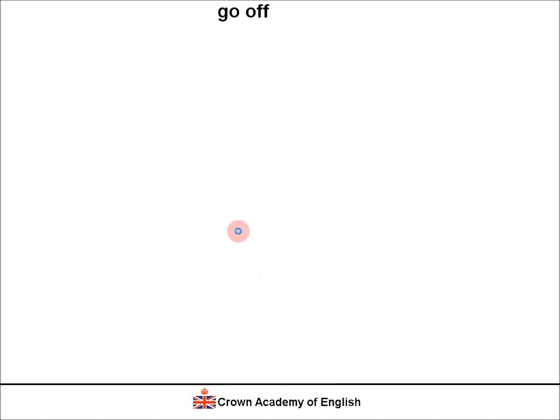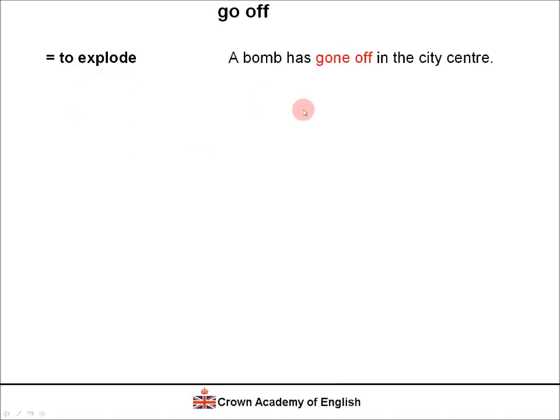Go off. So this is another phrasal verb with go. This has several meanings. The first meaning is to explode. Example, a bomb has gone off in the city centre. So this means a bomb has exploded in the city centre.